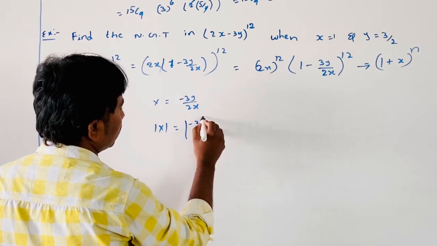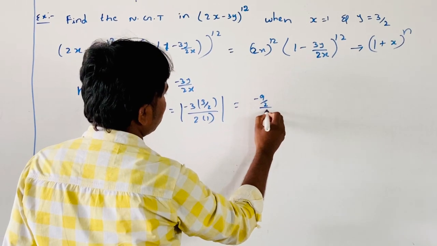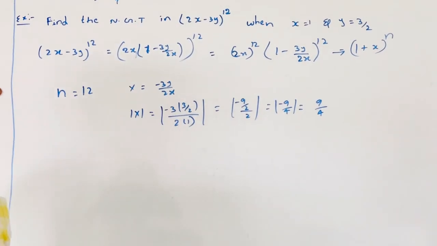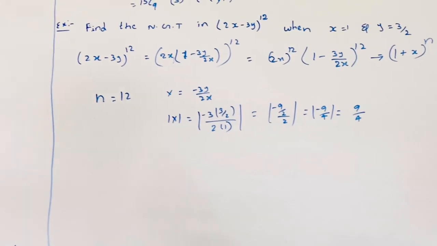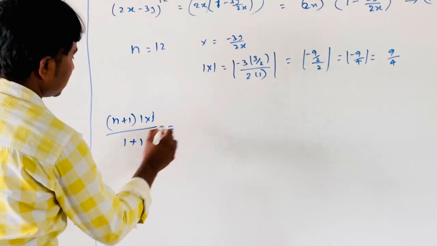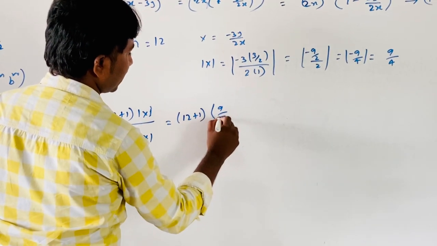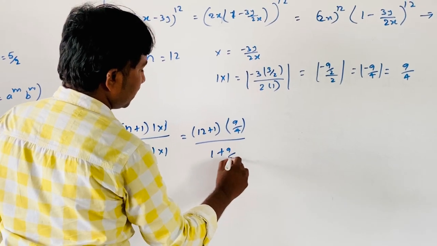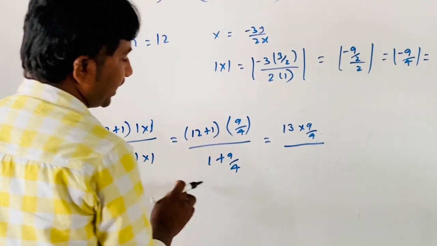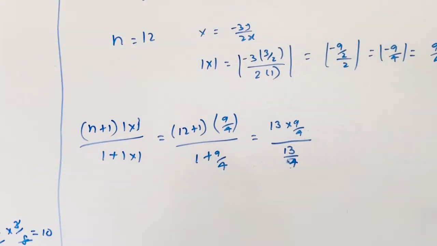Modulus of minus 3 into 3 by 2, by 2 into 1, that is equal to minus 9 by 2 by 2, that is equal to minus 9 by 4. Remove the modulus: 9 by 4. Now finding (n plus 1) into modulus of x by (1 plus modulus of x), that is equal to, replacing by that value, (12 plus 1) into 9 by 4 by (1 plus 9 by 4), that is equal to 13 into 9 by 4 by, taking LCM, 13 by 4.